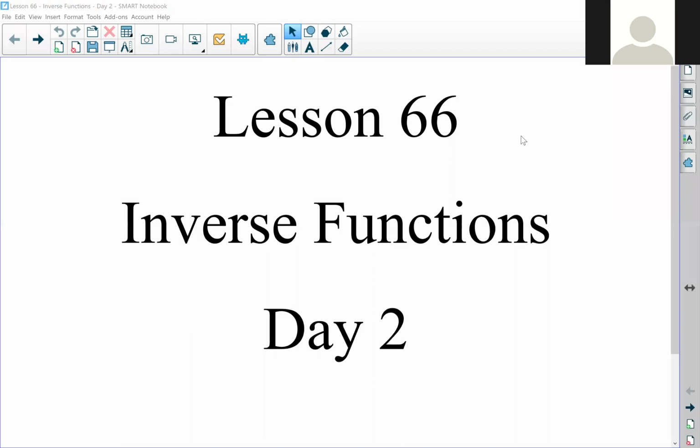All right. So finishing up inverse functions today. We're going to look basically at graphs, but then we're going to incorporate the things that we did yesterday. So a few bits of information first.